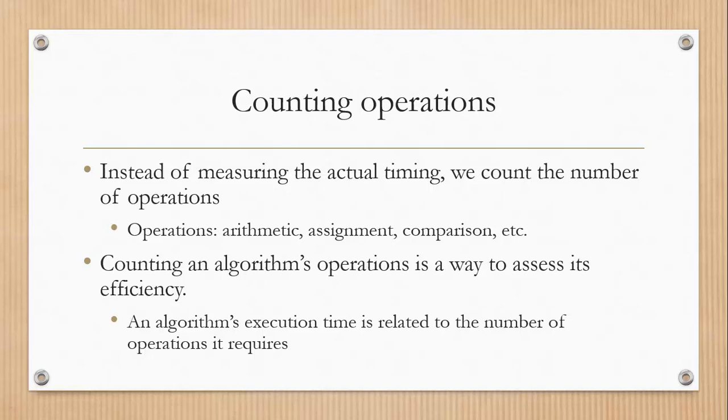There can be any type of operation in the algorithm, for example, arithmetic operation, assignment operation, or comparison operation. Counting an algorithm's operations is the best way to assess its efficiency because an algorithm's execution time is related to the number of operations it requires.